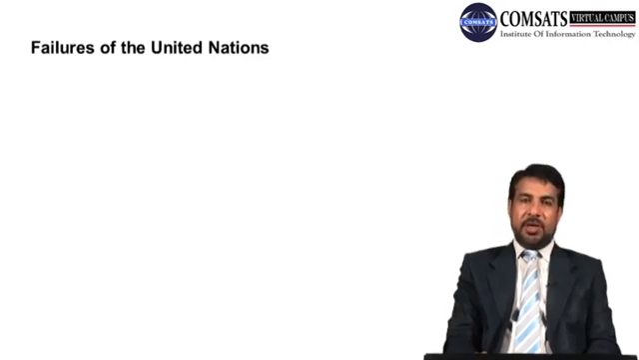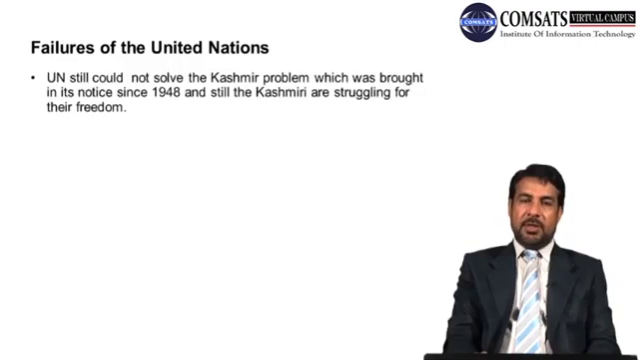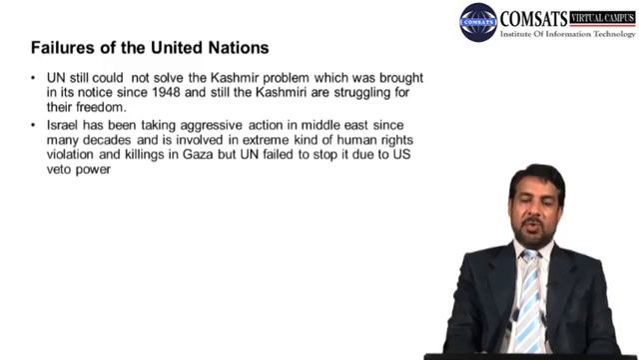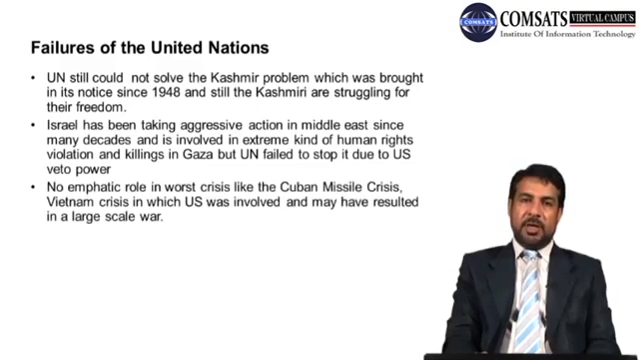Let us see what are the failures of UN. The first failure of UN is, although I'm not going in the sequence of preferences, but here as a point, the first point is that UN still could not solve the Kashmir problem, which was brought to its notice since 1948, and still the Kashmiris are struggling for their freedom. तो कश्मीर के मसले पे भी UN नाकामी का शिकार है. ये मसला 1948 में यूनाइटेड नेशंस में लाया गया, लेकिन अभी तक ये मसला हल नहीं हुआ.